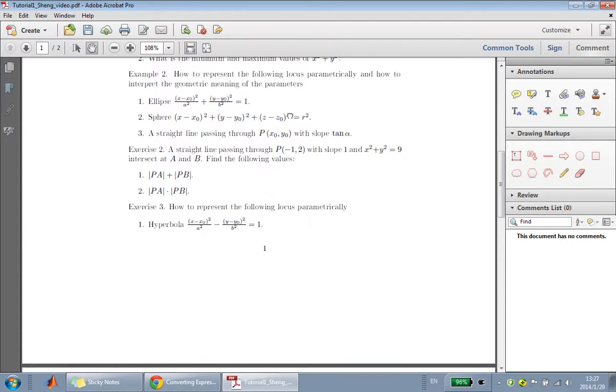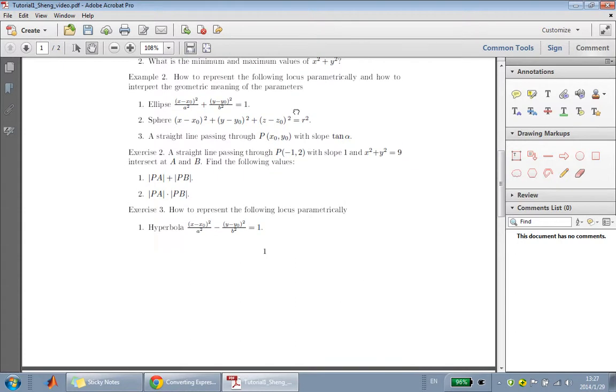Okay, let's move on to example 2. As I mentioned, if it's a good parametric representation, it's better that the parameter has geometric meaning. Also, if you know the geometric meaning of that parameter, it's easy to memorize the standard parametric representation for some curve, for the ellipse, sphere.